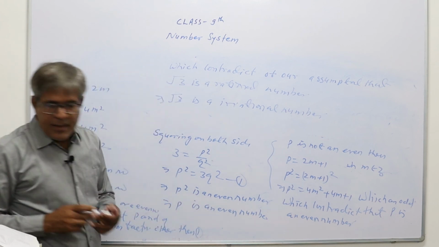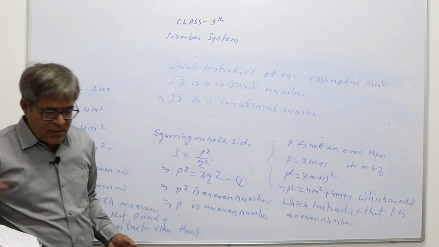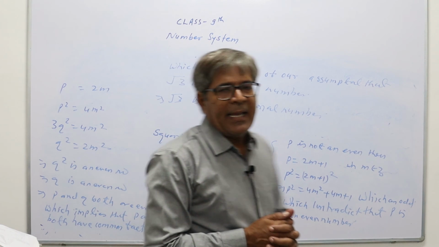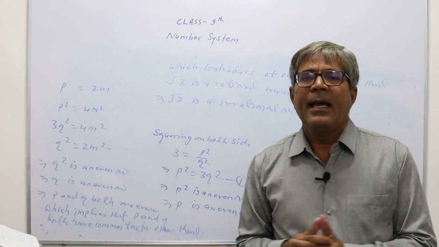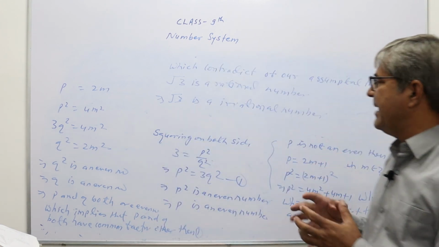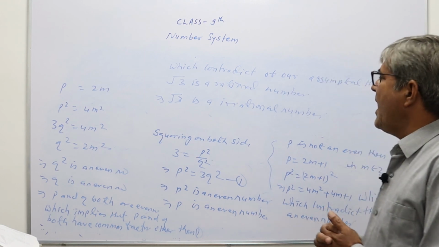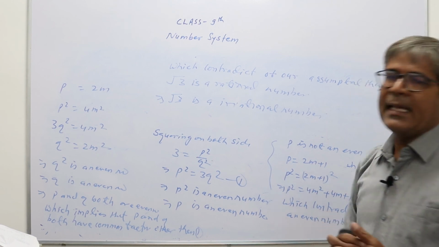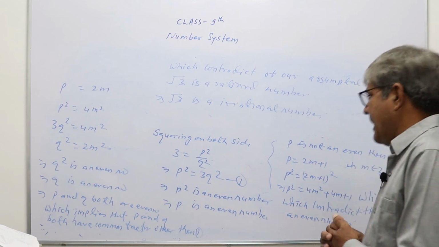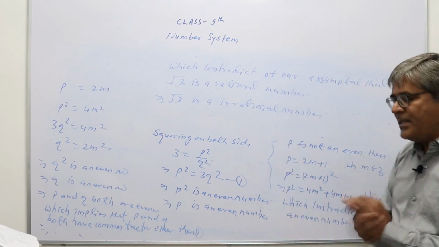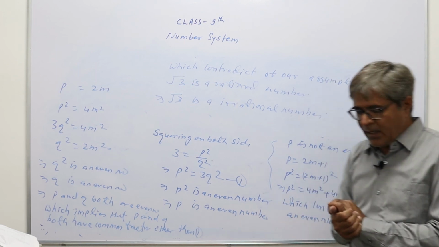So, it was about irrational numbers, and if any number is given that it is irrational, then how we will prove that the given number is irrational. So this is a very important topic.